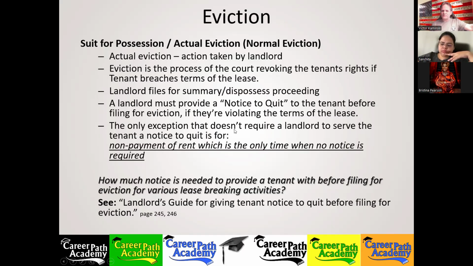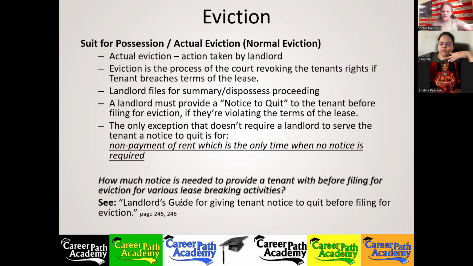The landlord files for what's known as a summary or dispossess proceeding to dispossess them from the property, to get the property back. A landlord must provide a notice to quit to the tenant before filing for eviction if they're violating the terms of the lease. The only exception that doesn't require a landlord to serve tenant a notice to quit is for non-payment of rent, in which all they need to do is file for eviction. They don't need to serve any notices. You know you didn't pay the rent, you got to go. So the landlord could immediately go and file for eviction without serving any notice to the tenant.